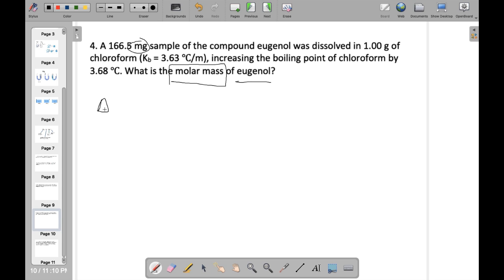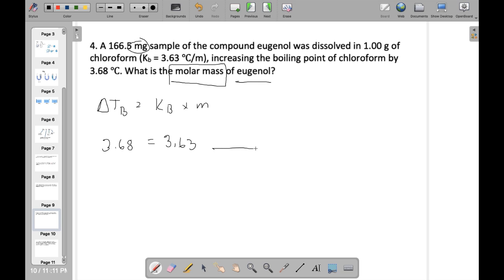Well, let's write our formula. The boiling point elevation equals the boiling point constant times molality and times the Van Hoff's factor. But, yet again, this will not disassociate. So Van Hoff's factor is 1, so let's ignore it. They give us this boiling point right here, which is 3.68. The boiling point elevation, 3.68. They give us the Kb, which is 3.63.